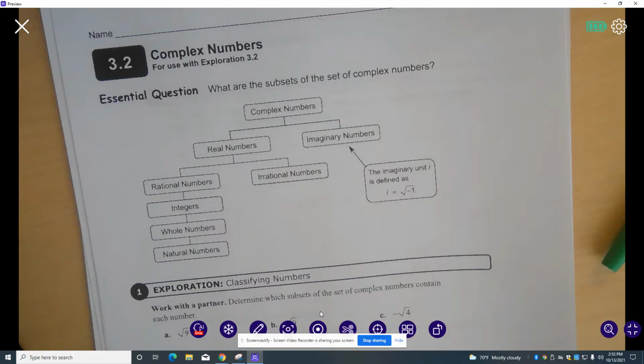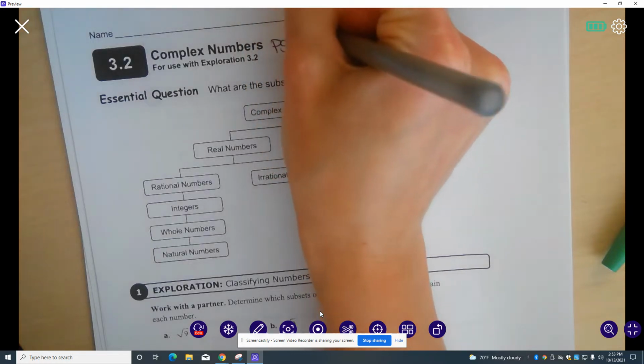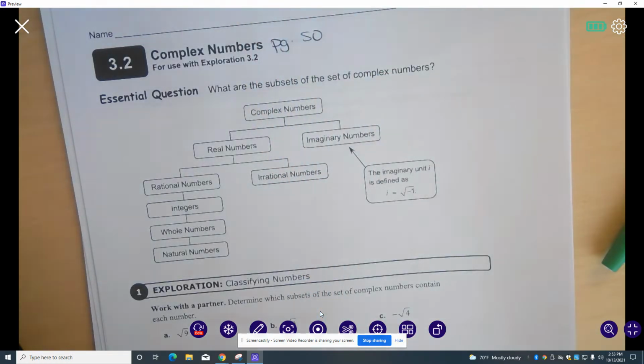In this video, we're going to introduce lesson 3.2, which is all about complex numbers. So we're on page 50 in your student journal. What we're going to start off with is talking about the types of numbers that there are, and we can kind of divide numbers up into categories.